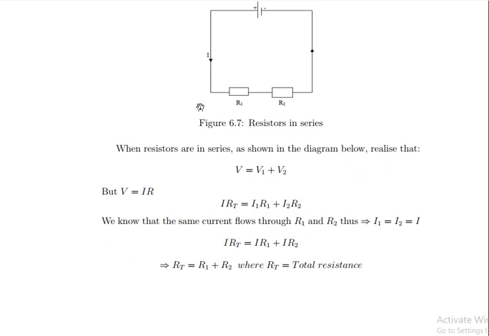But we know that in this circuit, I1 is equal to I2, which is equal to I. The same current passes through R1 and R2. So you can cancel through with I. You see that the total resistance when resistors are in series is the sum of the resistances, so R total equals R1 plus R2. This is the total resistance.